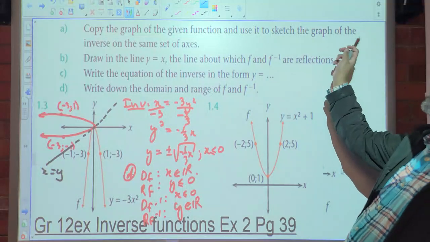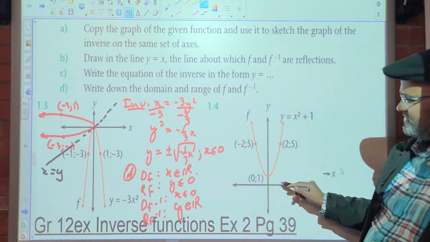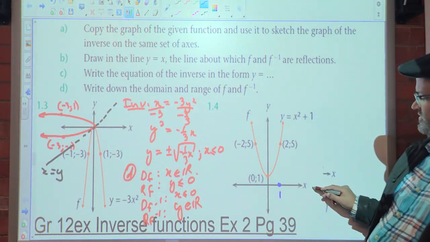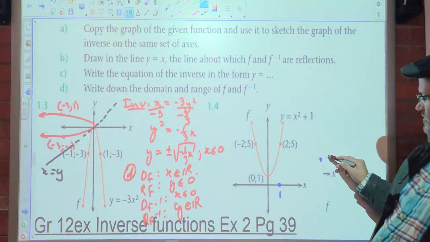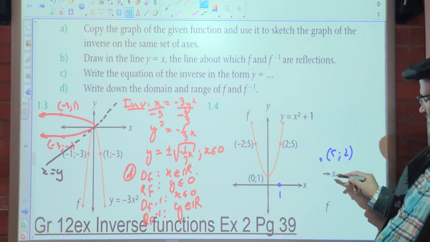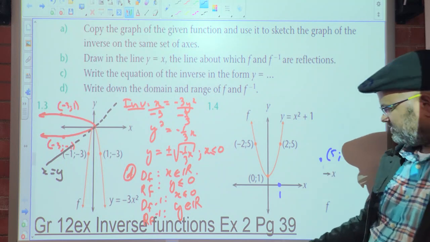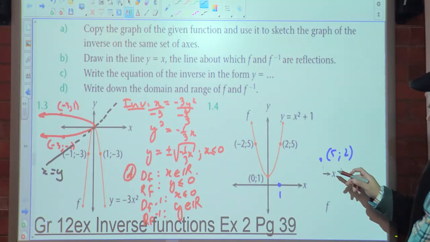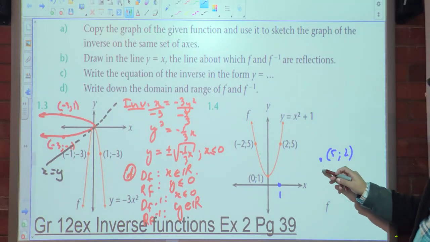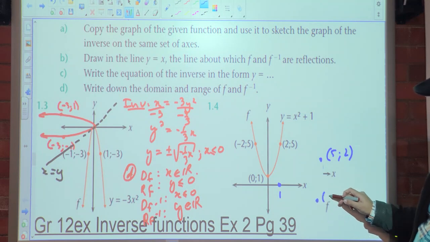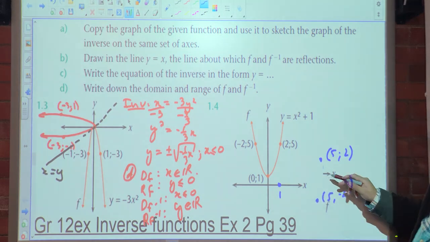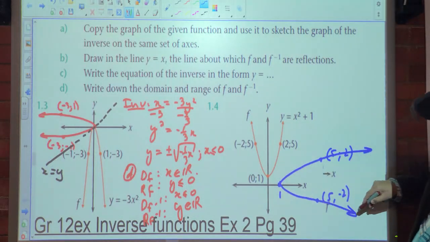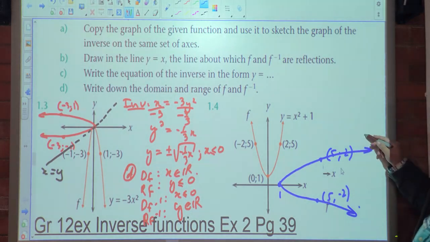So first question, copy, draw the inverse function. So (1, 0) becomes (0, 1), (0, 1) becomes (1, 0), (2, 5) becomes (5, 2), and (-2, 5) becomes (5, -2). From the turning point that draw. So this is the inverse graph.